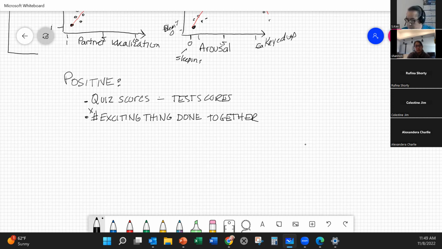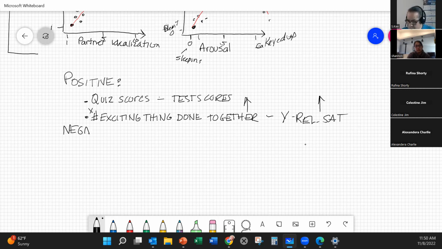That's the X variable. And Y is relationship satisfaction. As the exciting things you do together increases, relationship satisfaction increases. So they vary together. As they decrease, they decrease together.